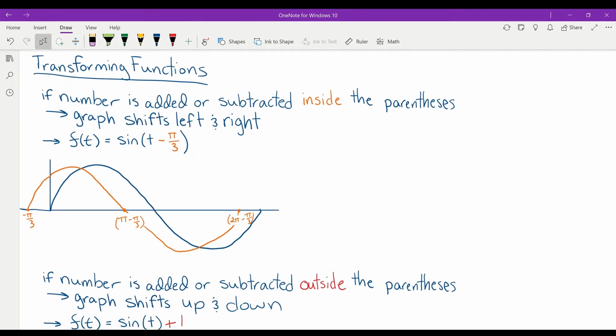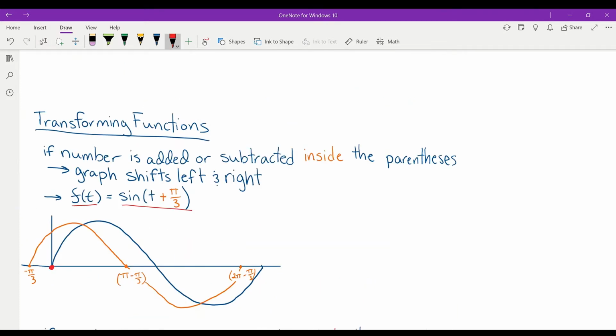So that's not the only way that you can transform a function. We're going to be looking at an example for this problem, which is f of t equals sine of t plus pi over 3. And so when you see that, you're going to see that this actually shifts the sine wave over to the left, because we established earlier that sine of 0 is 0, sine of pi is a 0, etc., etc.